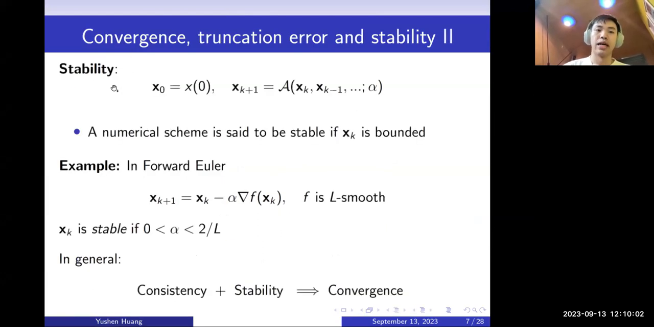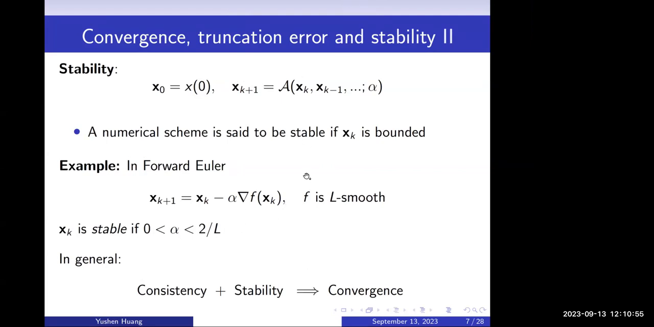The other important concept is stability. There are many kinds of stability definitions in numerical analysis, like A-stability. But usually a way of saying stability is that your numerical scheme will not diverge. It might not converge, but you guarantee that it is bounded, so that you won't have an ill-conditioned solution. For example, the forward Euler scheme is stable when alpha is between 0 and 2 over L, where L is the smoothness constant when the function is L-smooth. And in general, the Lax equivalence theorem, or another general theorem, says that consistency plus stability implies convergence.